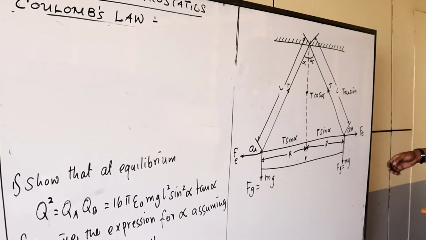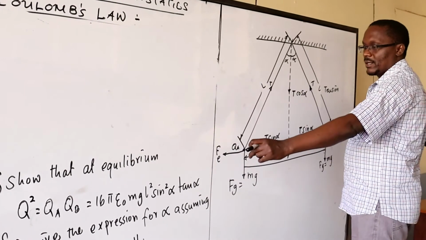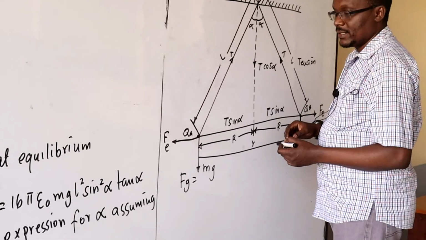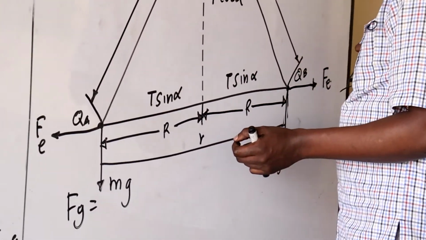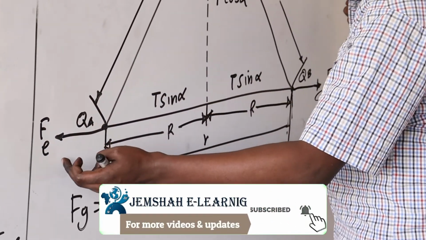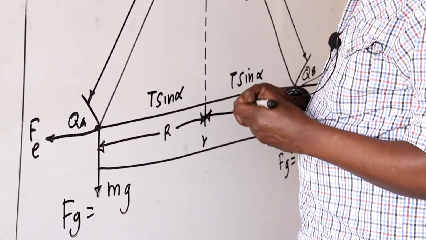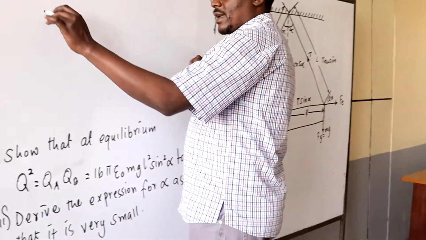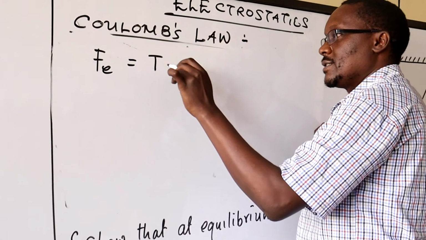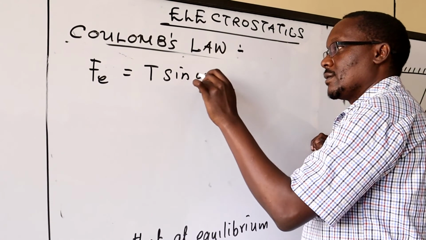Now I want to relate this tension that is horizontal to this force. Actually, they are related. The tension is pulling it this way, towards the right, while this electrostatic force is pulling it towards the left. So then we can say that Fe in our solution must be the same as T, the sine of what? Alpha.